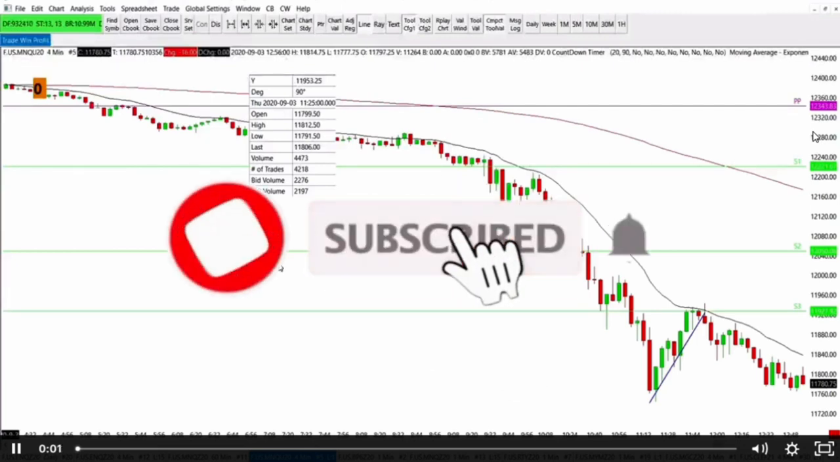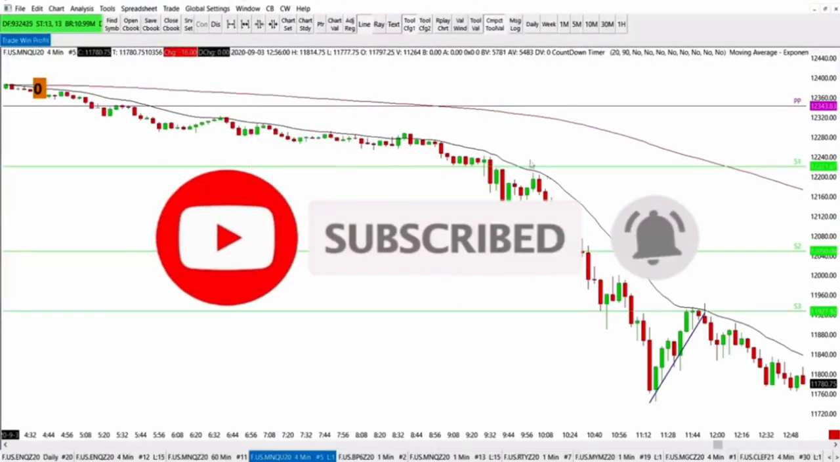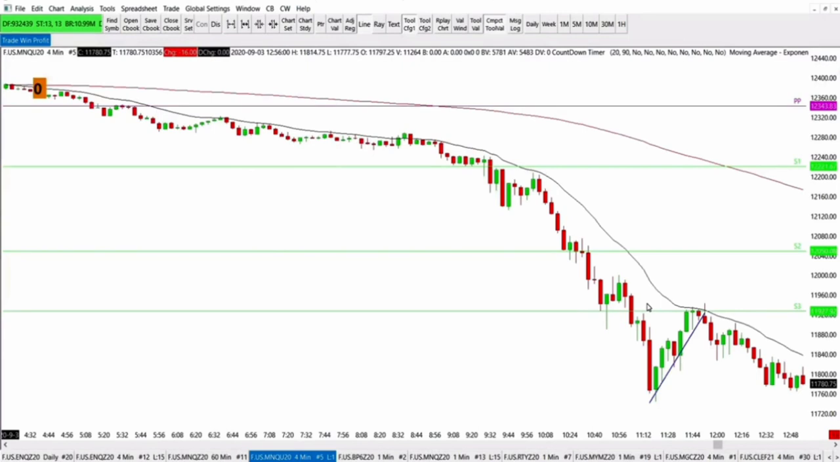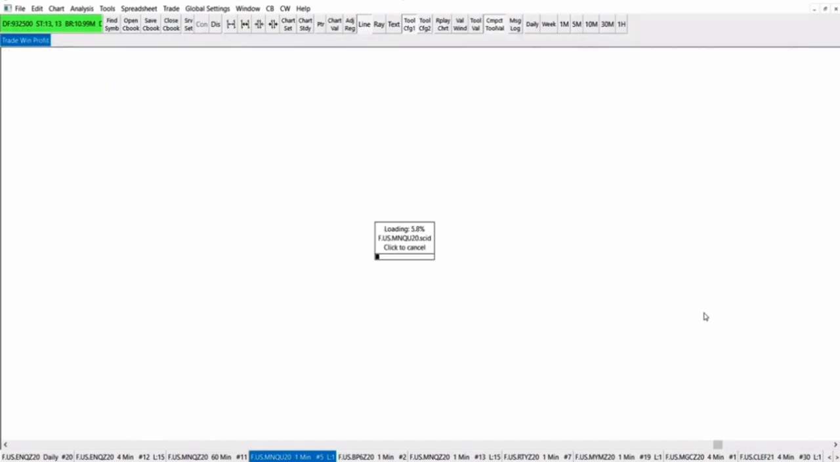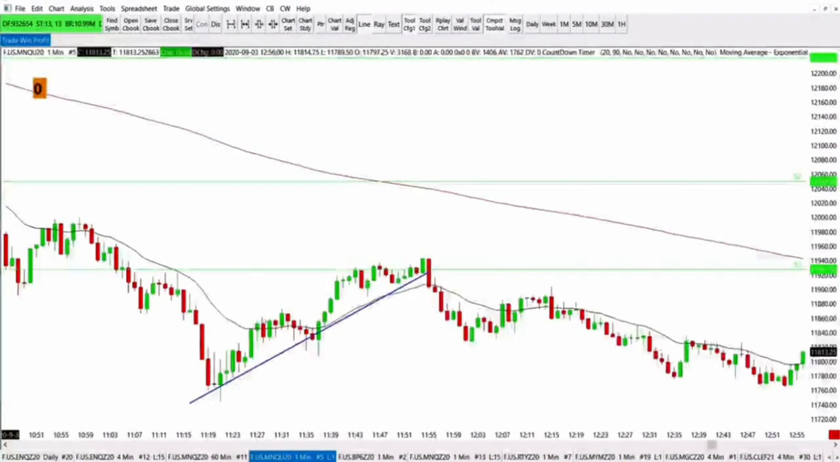Okay guys, so let's put all this together right now, okay? We have a trend that's going down, okay? We have a trend line break right here, and we are going to go to the 1 minute chart. But before the break, I'm gonna show you guys something.